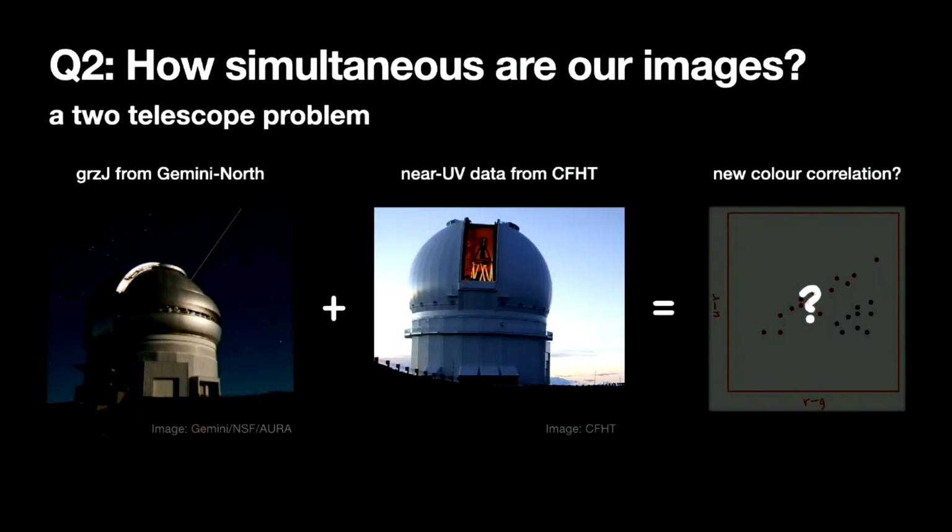So on to the next question, which was how simultaneous are our images. As I mentioned earlier, the data I've been looking at is from the Canada, France, Hawai'i telescope, but the same objects were also looked at by another telescope called the Gemini North telescope, in different filters, so G, R, Z, J. And so these two telescopes have to be looking at the same object at the same time in order to get a color from the object.